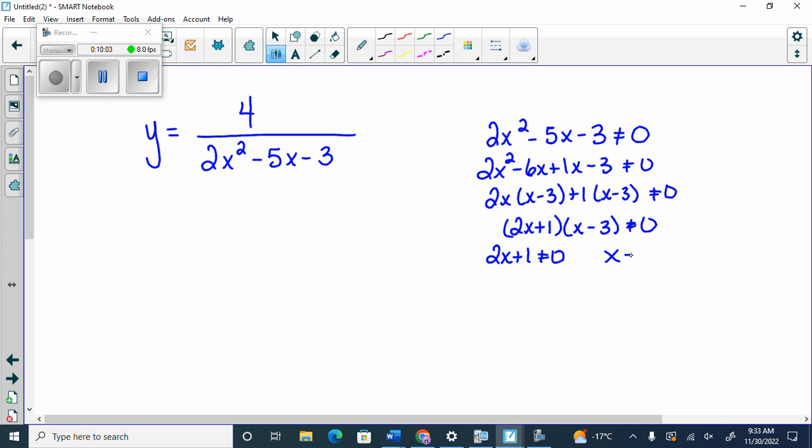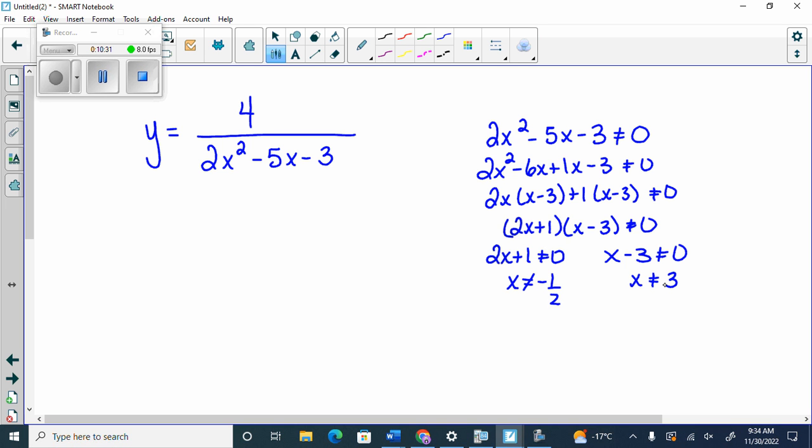So this is grade 11 at its finest, except it wasn't not equal to 0 at the time, it was equal to 0, right? Just solve them. It's the same thing. It's just now that our denominator can't equal 0. So we have x can't equal negative a half, and x can't equal 3. Well, that's my domain, right? But my asymptotes, are they not equal to, or are they equal to? They're equal to. It's where the asymptotes exist.